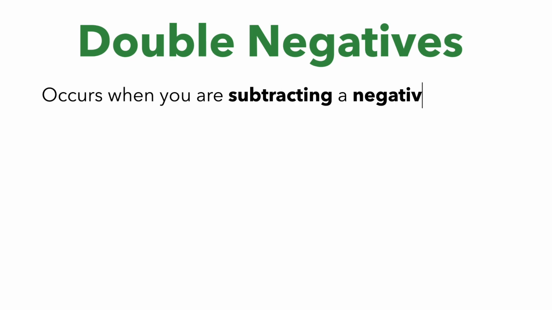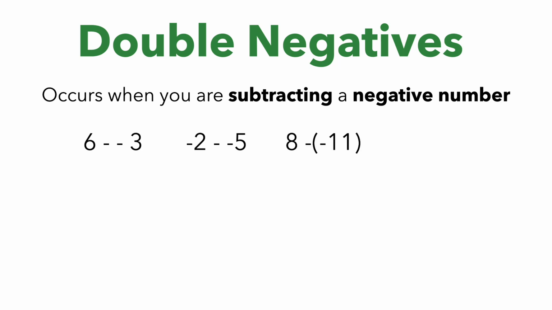So double negatives occur when you are subtracting a negative number. So 6 minus a minus 3, negative 2 minus a minus 5. Sometimes it is written in parentheses. So if you have 8 minus a minus 11 or negative 9 minus a minus 7, those are all double negatives.